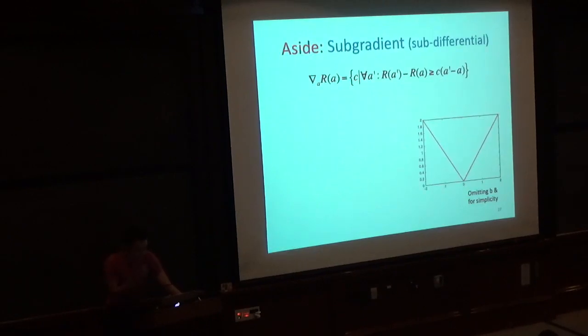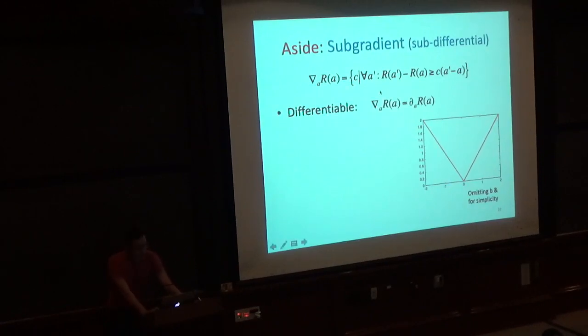Okay, just as an aside on the subgradient, the subgradient of a convex function is the set of all possible tangent slope lines that lie beneath the function. That's sort of the informal way of saying it. Here's the formal definition.